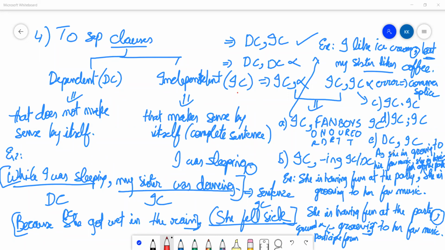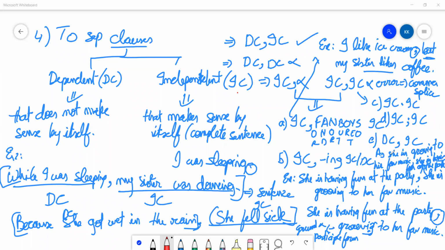Now, a comma after a dependent clause is compulsory. So DC comma IC is the usual structure of the sentence if a dependent clause is involved. DC comma DC is always wrong. A comma after an independent clause is usually treated as wrong. And a comma between two independent clauses is a major error that people make, which is called a comma splice.